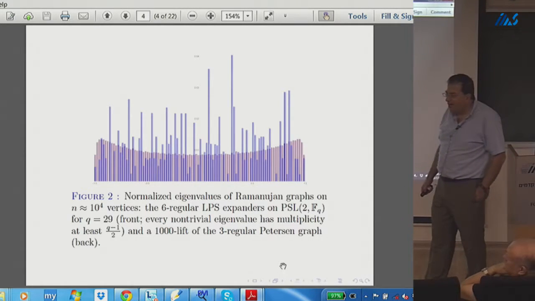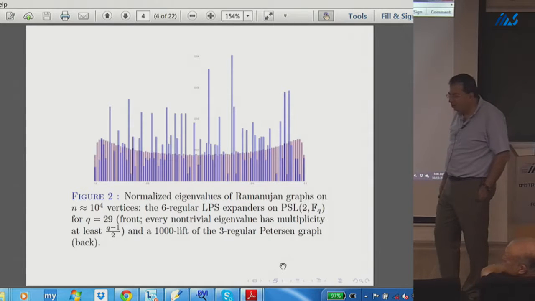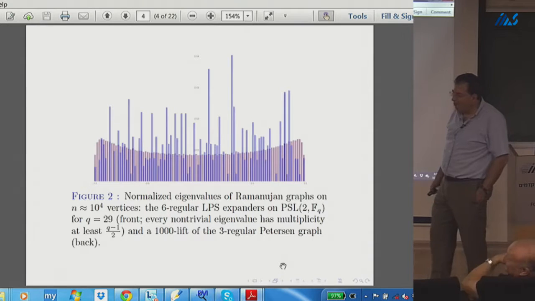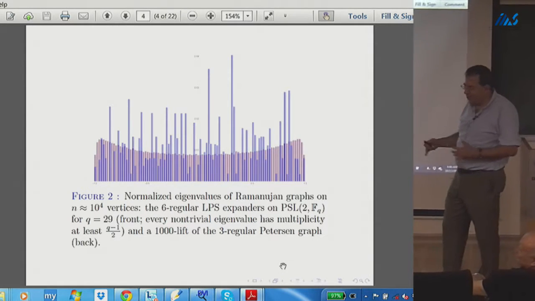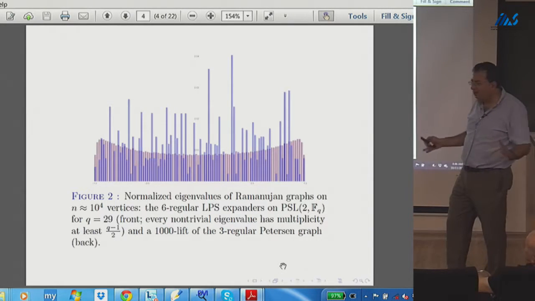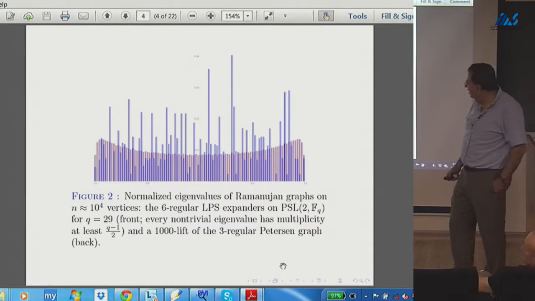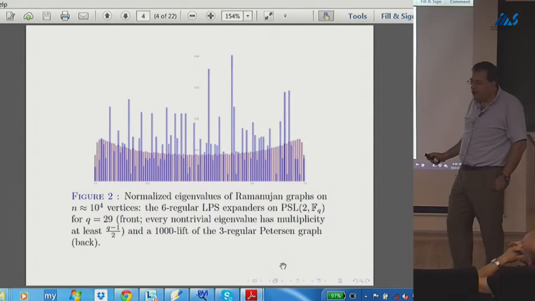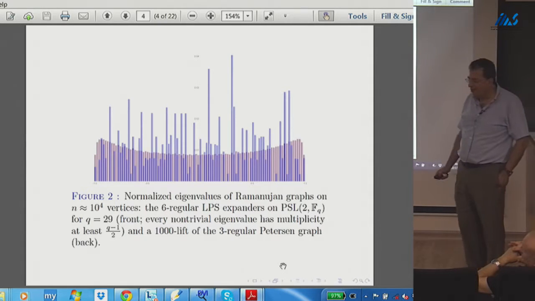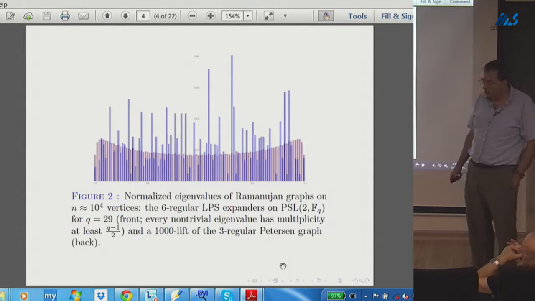How many tries do you have to do before? Just 3 tries, so about 1/3 of them. But the point is, if you do many tries, it's a positive proportion, which hovers around 1/2. It depends exactly on some details. I don't remember the number, but it's not a tiny fraction. It's a substantial fraction that seem to be Ramanujan.